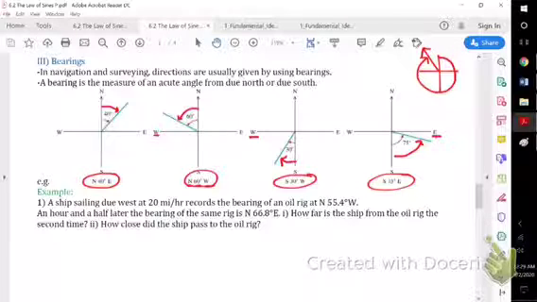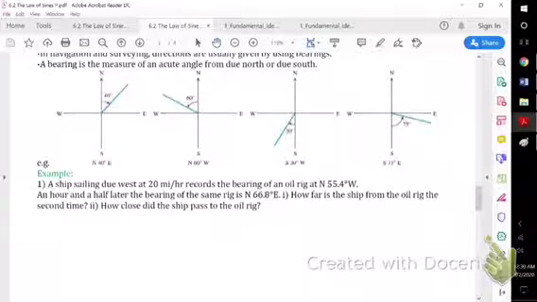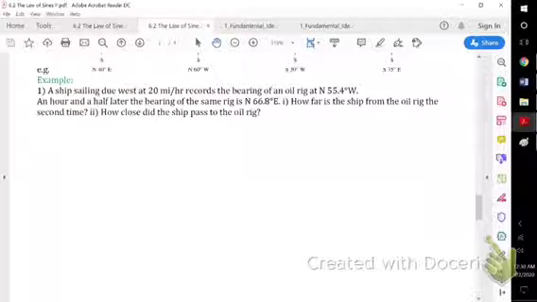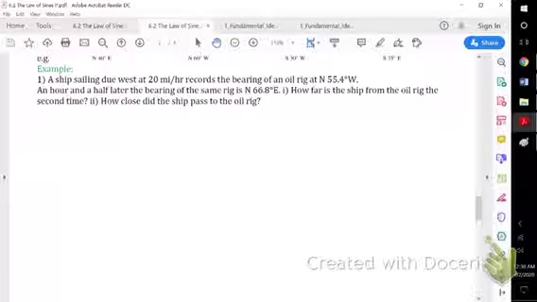All right, so let's move on then to example 1. It says a ship sailing due west at 20 miles per hour records the bearing of an oil rig at north 55.4 degrees west. An hour and a half later, the bearing of the same rig is north 66.8 degrees east. 1. How far is the ship from the oil rig the second time it sees it? And 2. How close did the ship pass to the oil rig?